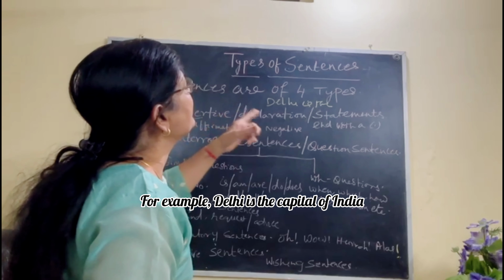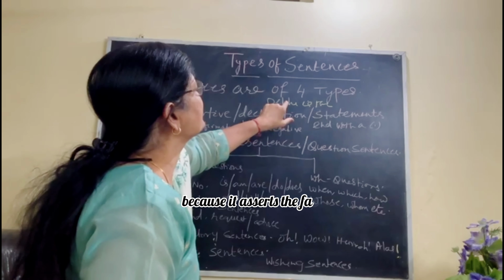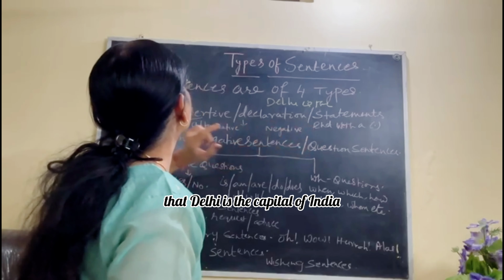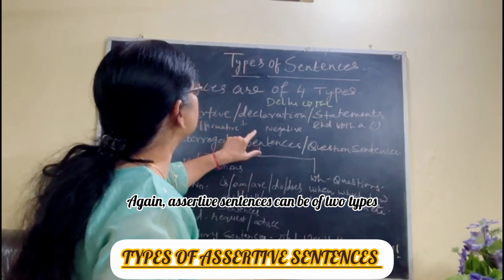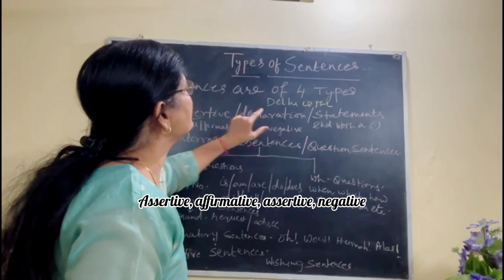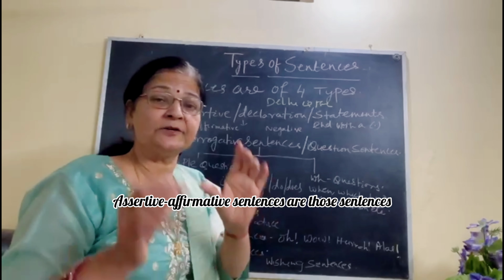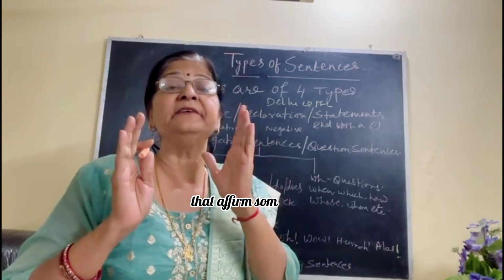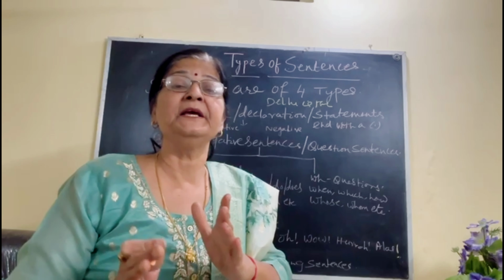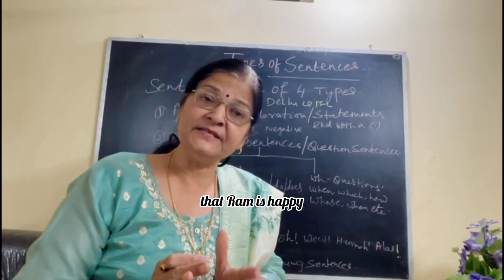For example, Delhi is the capital of India. It is an assertive sentence because it asserts the fact that Delhi is the capital of India. Again, assertive sentences can be of 2 types: assertive affirmative and assertive negative. Assertive affirmative sentences are those sentences that affirm something. For example, Ram is happy. It is an assertive sentence plus an affirmation that Ram is happy.